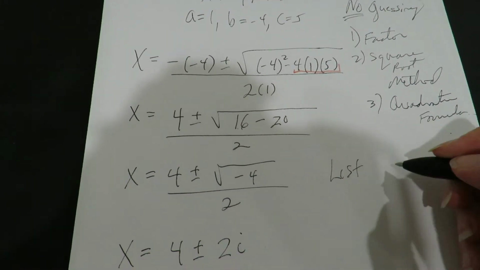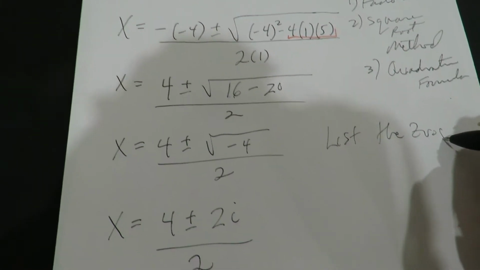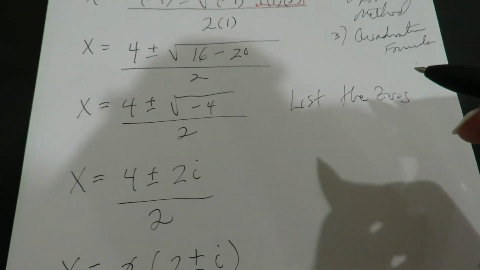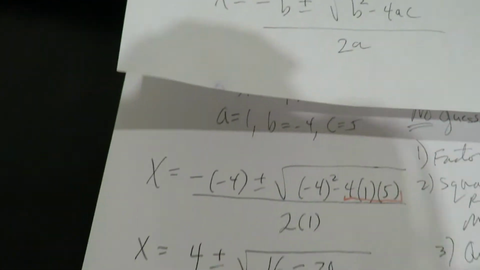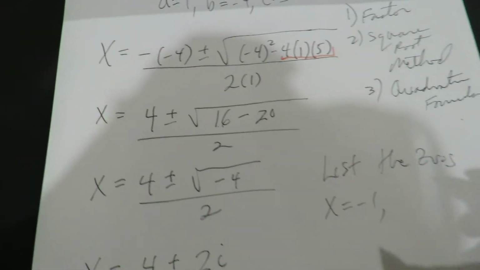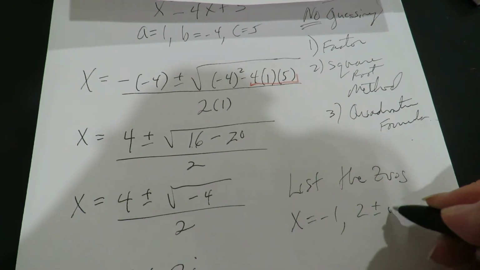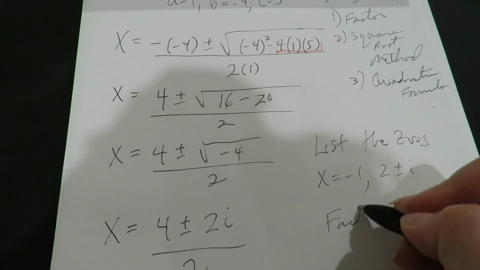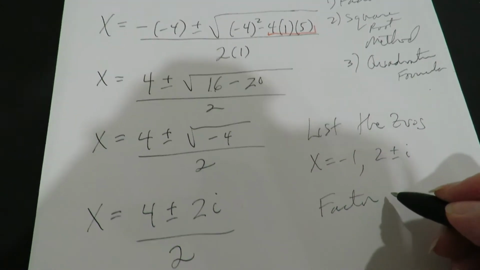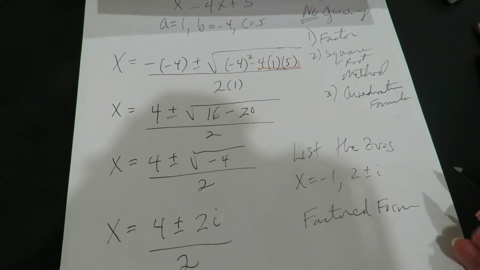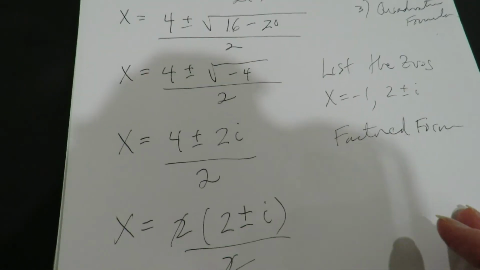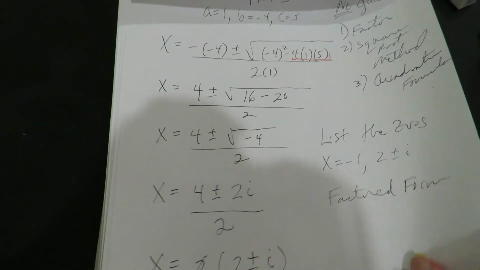All right, so you have to list the zeros. So the zeros are going to be, we got the -1 from before, if you remember that guy, and now we just got the 2 plus or minus i. Now you also have to factor this. In fact, you have to have it in factored form. And that confuses people a little bit, so let me help you with that. So I'll write it here and then move it back.